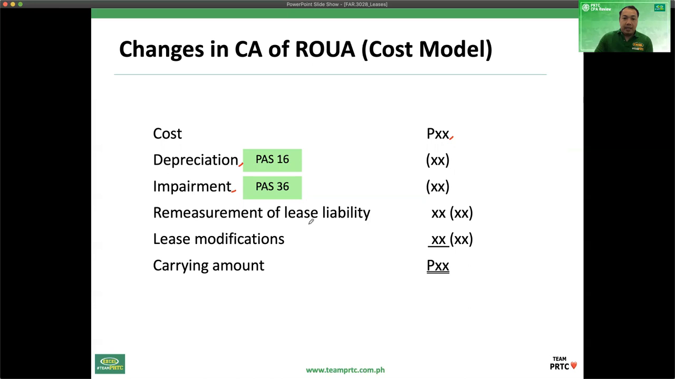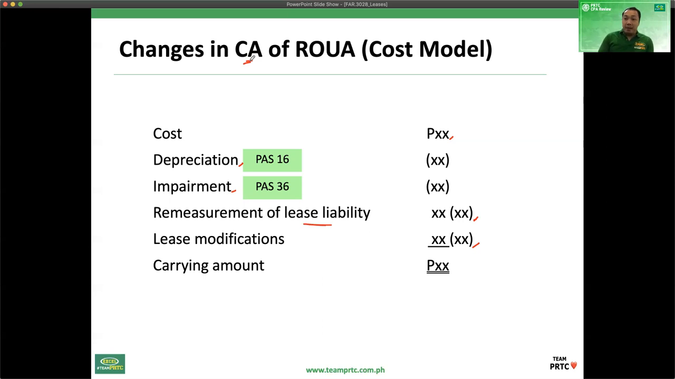Now, as noted earlier, the lease liability is included in the cost of the right of use asset. So initially debit right of use asset, credit lease liability. So when this lease liability changes, the carrying amount of the asset also changes. It is either an increase or decrease. Okay, and if there are lease modifications, the carrying amount is also affected.